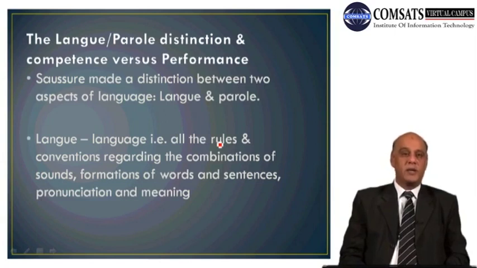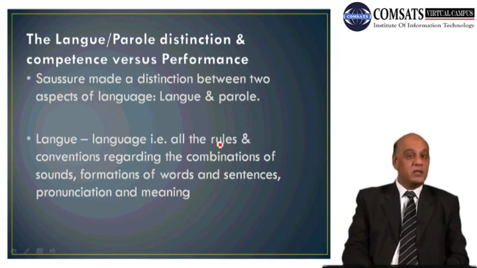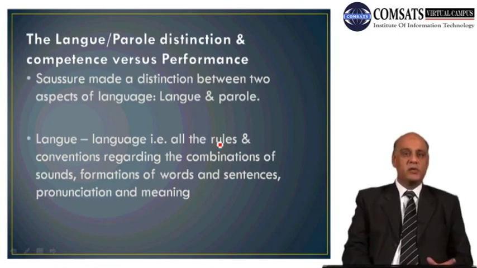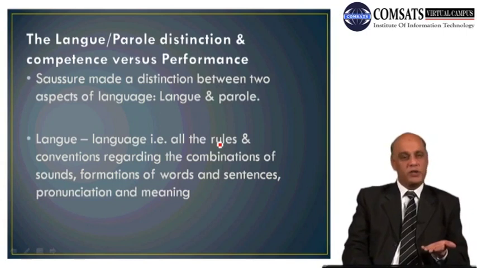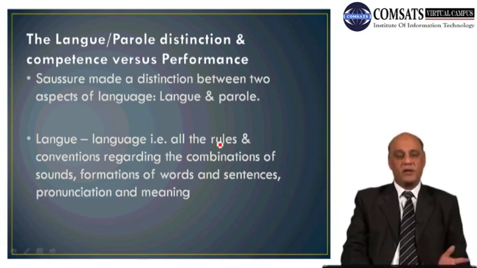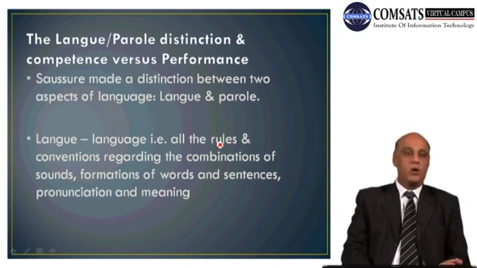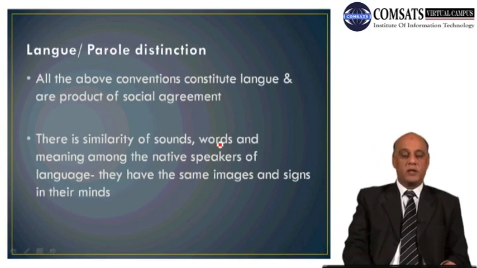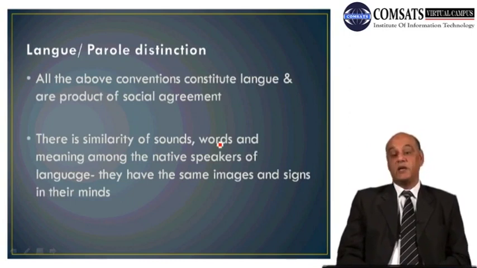Now what are the rules basically? The rules are called the langue. That is a term which has been given by de Saussure to the conventions, the rules which govern the combination of sounds, how the sounds are combined to make the words, how the words are combined to make the sentences, what is the pronunciation of certain words, and what is the meaning of certain words. Now all the above conventions basically constitute langue, a product of social agreement.